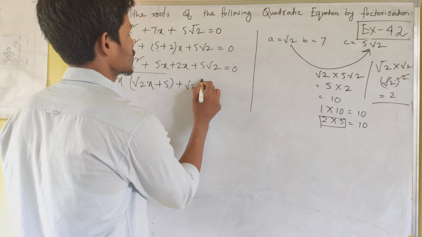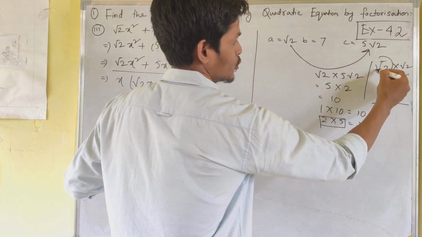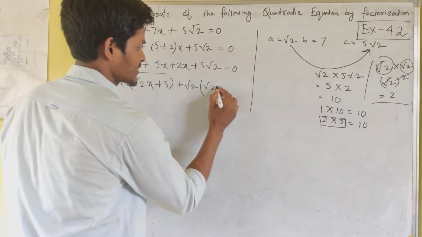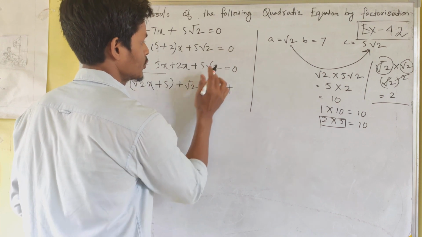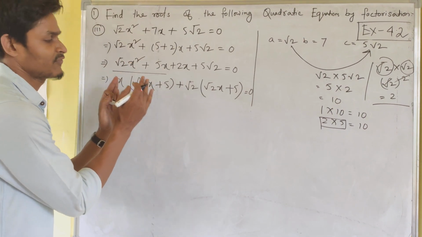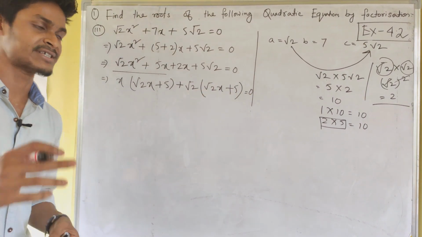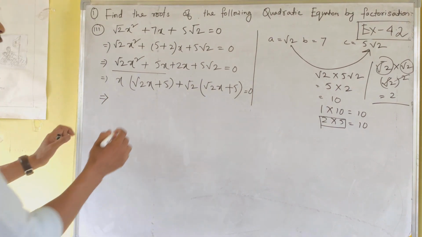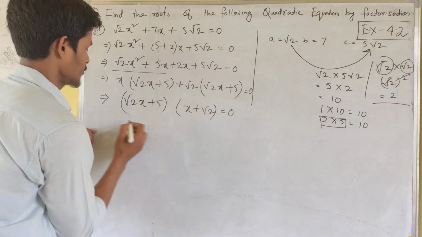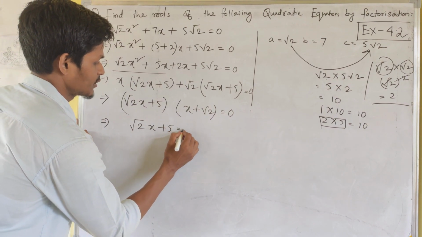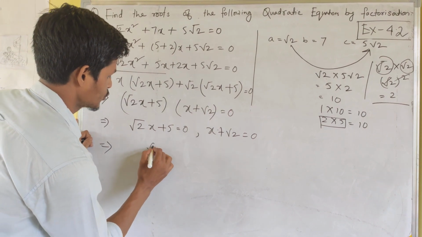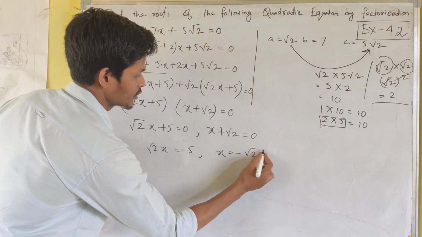Now root 2 will be common, because you all know that 2 is root 2 into root 2. If I take root 2 common, then x is left, plus from 5 root 2, root 2 is taken common, so 5 is left. And one thing you must remember, if you get root 2x plus 5 in the first bracket, you have to get root 2x plus 5 in your second bracket, otherwise your sum will be wrong. So root 2x plus 5 into x plus root 2 is equal to 0. So root 2x plus 5 equal to 0 and x plus root 2 is equal to 0. So here root 2x is equal to minus 5 and x is equal to minus root 2.